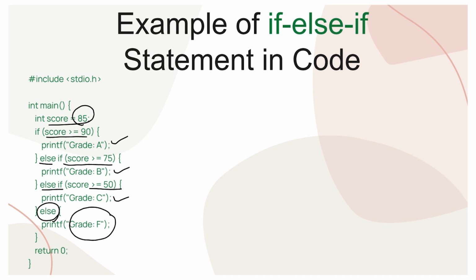So as you can see here, the value of score is 85. It will jump to this part of the code, execute grade B and print it. So this is how we can test multiple conditions and multiple states of a variable and let the program work.